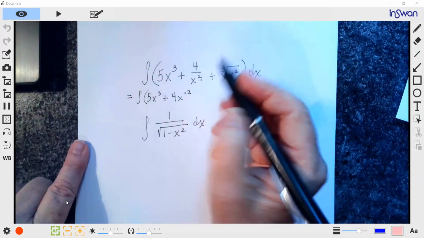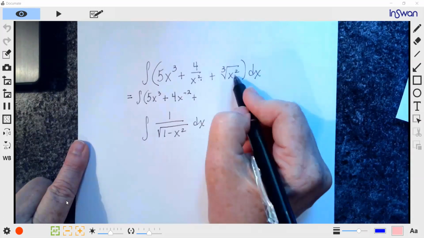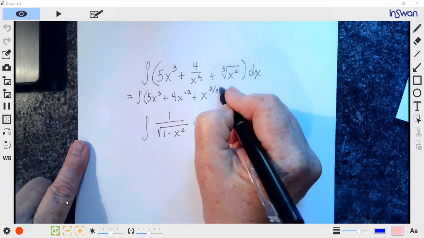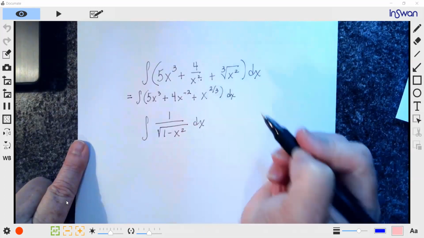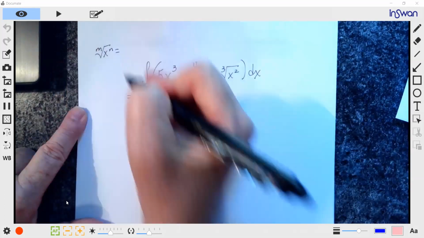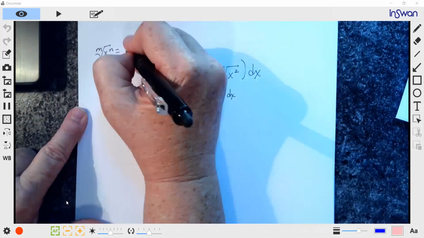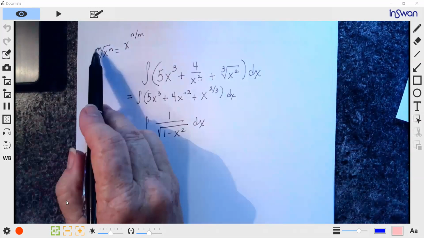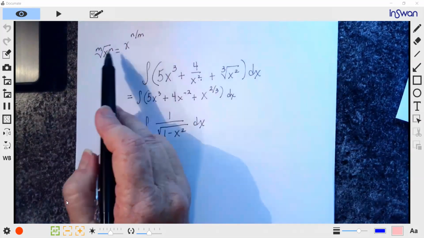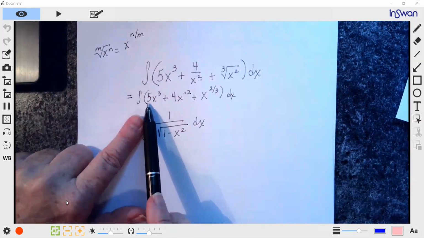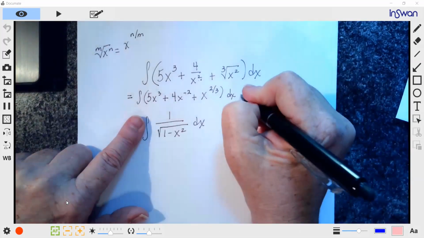Okay. And then remember, the cube root of x squared is x to the 2/3 power. Just a reminder, the mth root of x to the n power in general is x to the n over m. The root that you're taking is the denominator of the fractional exponent, and the exponent to which x is raised is the numerator. So we have to write it as sums or differences of x to a power terms so that we can use our basic integrals here.